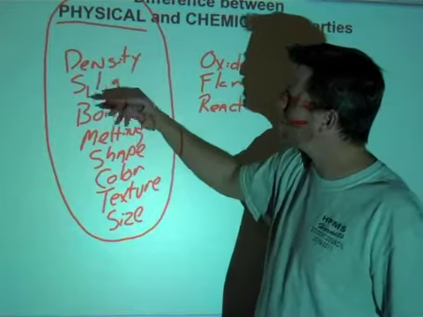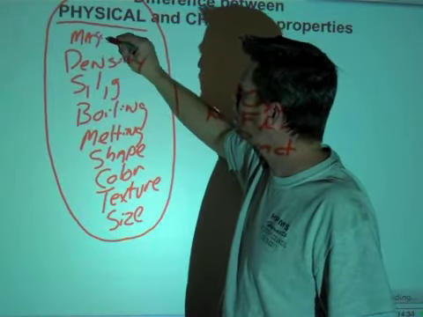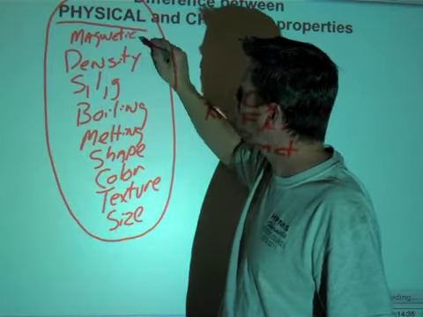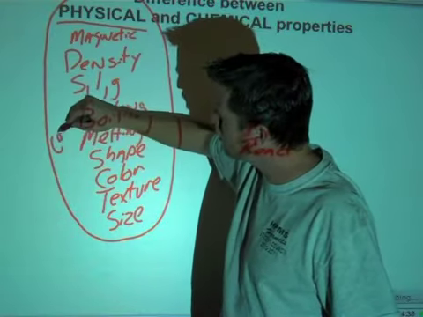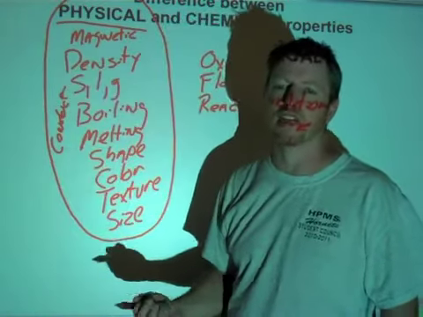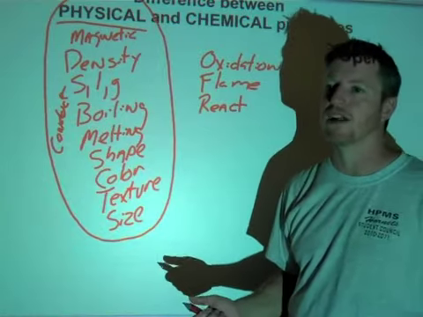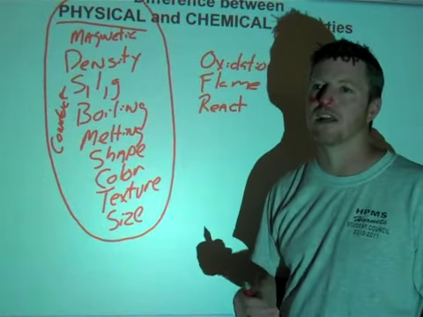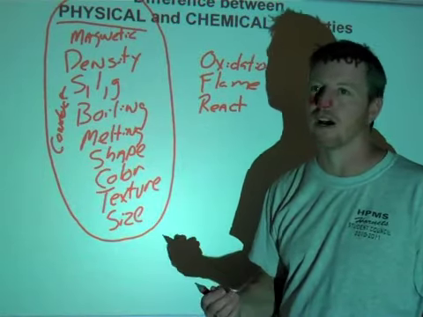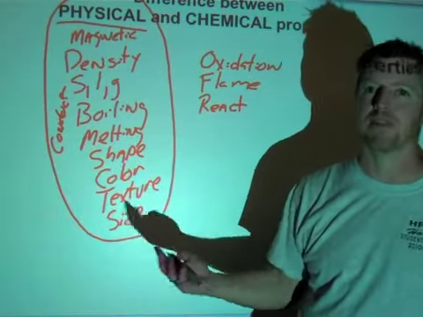Some other things over here in physical properties would also be whether they're magnetic or not, whether or not they can conduct electricity or heat. Whether or not it's a solid, liquid, or gas, we said. Whether it's a metal or non-metal, those are all physical properties. Physical properties generally take up the list.